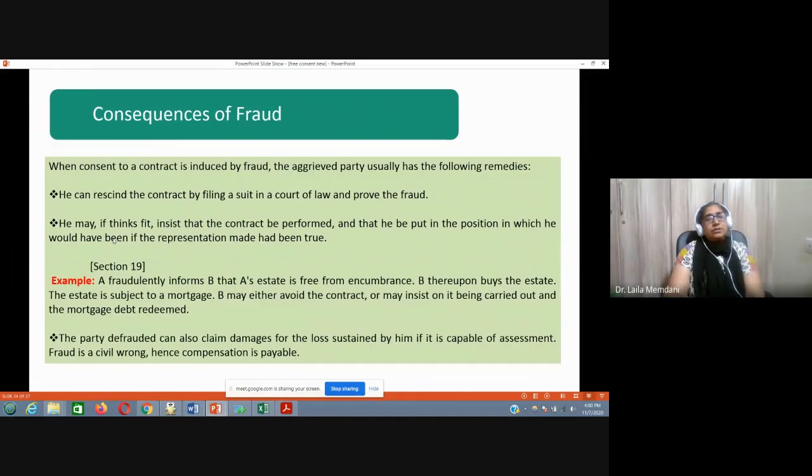Consequences of fraud. When consent to a contract is induced by fraud, the aggrieved party usually has the following remedies. He can rescind the contract, as it is voidable, so he has the option to avoid the contract. He may, if he thinks fit, insist that the contract be performed, and that he be put in the position in which he would have been if there had been no fraud, similar to misrepresentation.